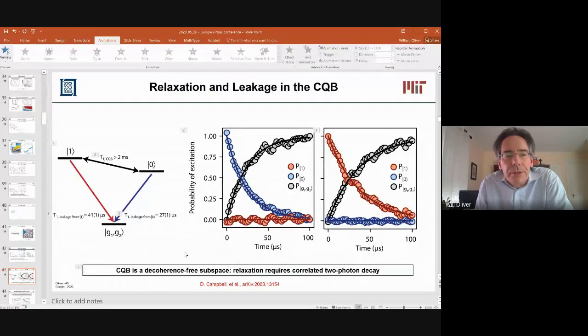And the upshot of all of this is that the decay within the subspace from 1 to 0 is greater than 2 milliseconds. And basically, that's just a very rough bound, because we're subtracting two very large numbers to figure this out. So what's going on is that the CQB is a decoherence-free subspace, and relaxation within this subspace requires a correlated 2-photon decay, because each underlying qubit has to flip. Okay, so it has a long lifetime, but unfortunately the leakage has a shorter lifetime, basically the independent lifetime of those two transmons.